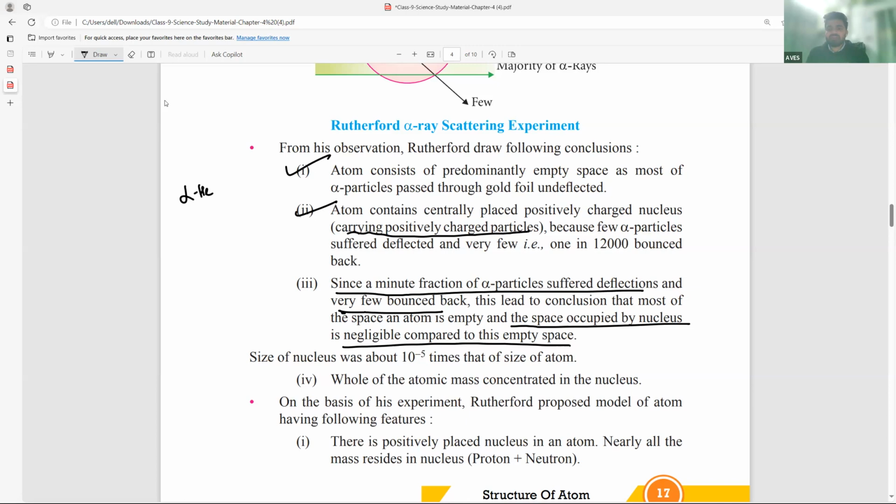Here you have to write the reflections conclusion. You have to write that since a minute fraction of alpha particles suffer deflection, it means that there is something charged particle present in the atom, indicating there is some charged particle present in the atom. So which alpha particle is reflected? Okay, note it down, please.